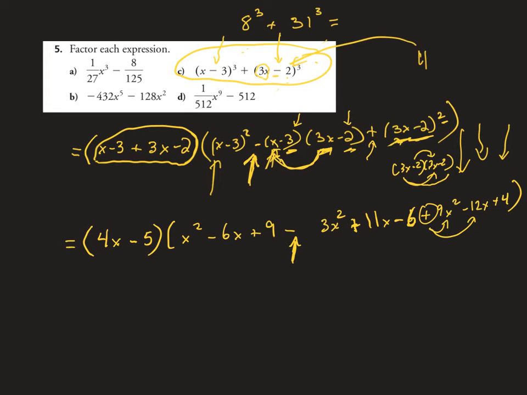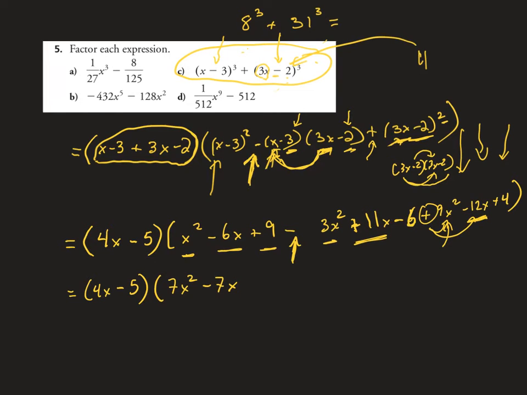Now we can clean more of this up. This is equal to 4x minus 5 times, all right, let's get all this stuff together. I see an x squared minus 3x squared, so that's negative 2x squared, plus 9x squared. So I think we got 7x squared here. All right, I've got a minus 6x. Any other x's in here? Oh, yep, plus 11, so we're at plus 5 altogether. Oh, minus 12, so now we're at minus 7x.